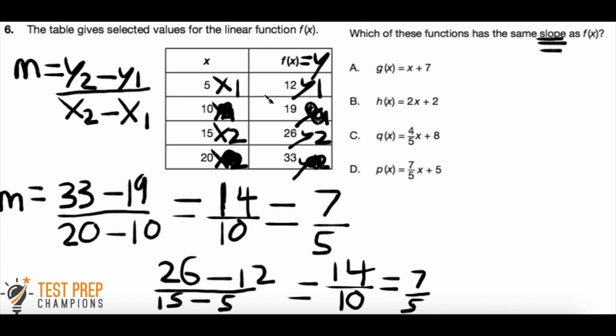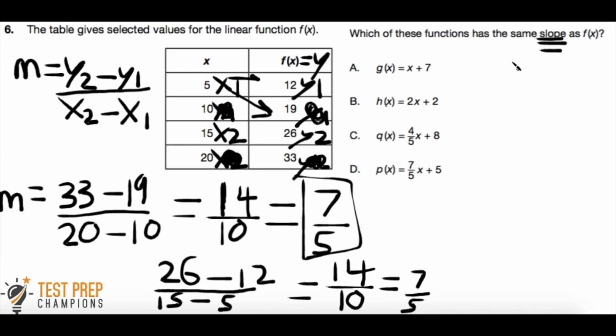The only thing that you have to keep in mind is that when you've got a set of inputs and you've got your outputs here, the number that's paired with x1 has to be your y1. So if you make this x1, this would have to be your y1. You couldn't make 5 your x1 and then make like 19 your y1. That would not work. But the slope we just found is 7 over 5. So we're not quite done yet.